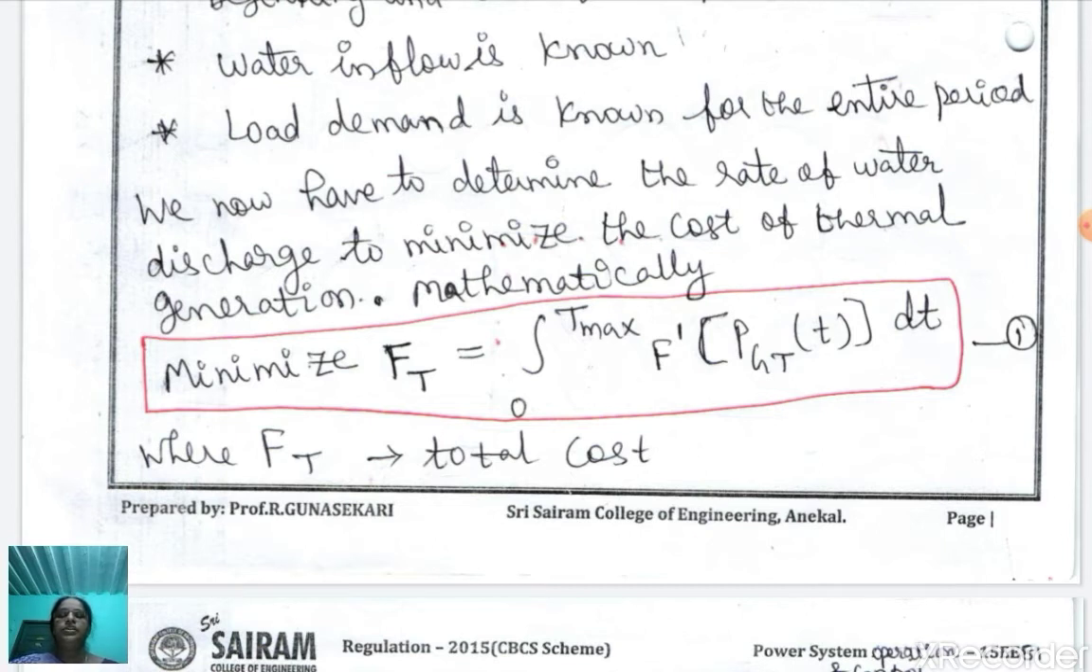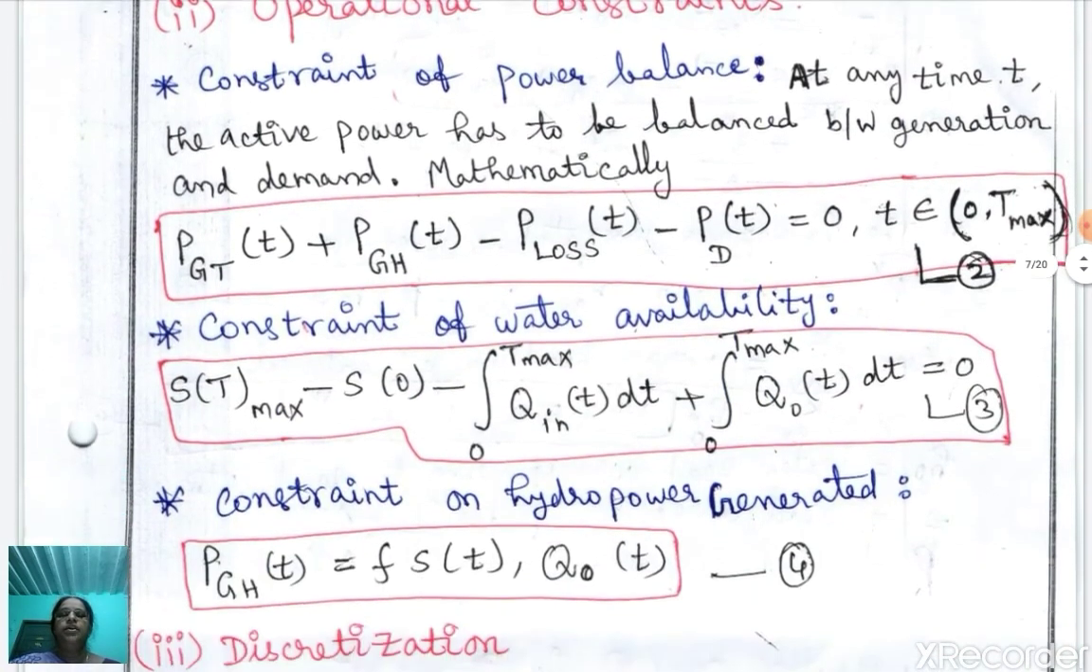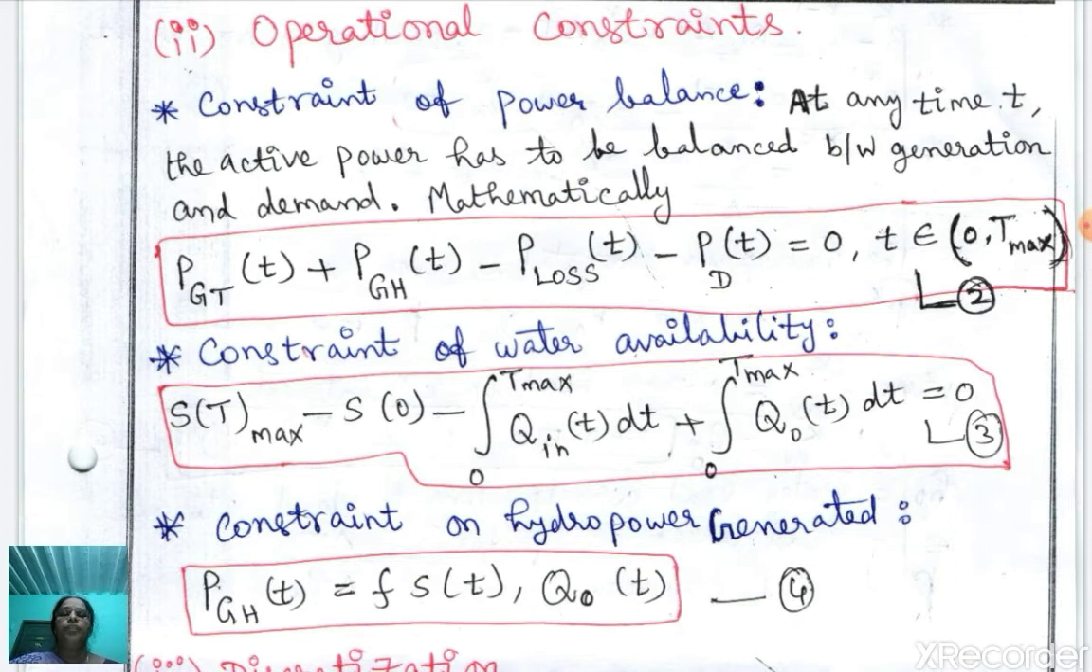Mathematically, minimize Ft is equal to the integral from 0 to T max of F dash Pgt of t into dt, where Ft is the total cost of the thermal power plant. The next, operational constraints. What is the first constraint? Constraint of power balance. At any time t, the active power has to be balanced between generation and demand. Mathematically, Pgt of t plus Pgh of t minus P loss of t minus Pd of t equal to 0, where t is from 0 to T max only. This is the constraint of power balance.